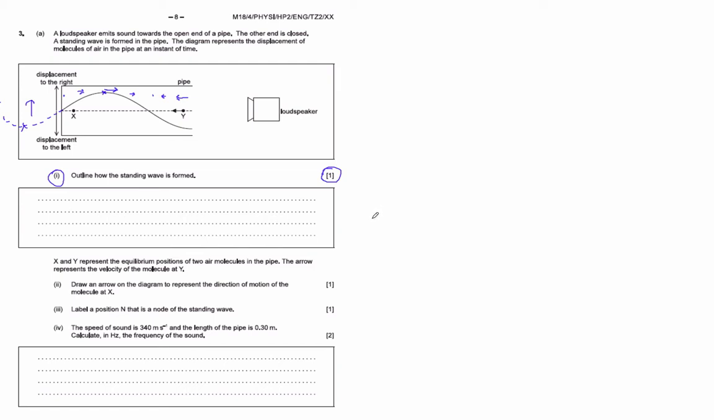Okay, X and Y represent the equilibrium positions of two air molecules in the pipe. The arrow represents the velocity of the molecule at Y. So Y is moving to the left. Okay, let's see. Draw an arrow on the diagram to represent the direction of the motion of the molecule at X.